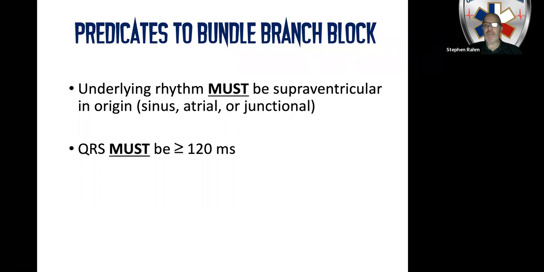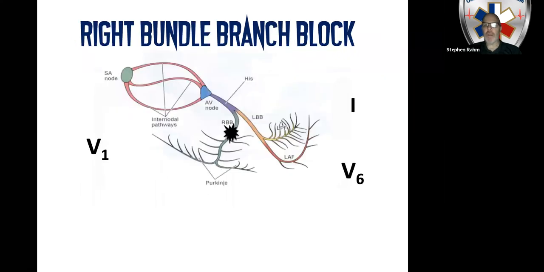So in that case, your computer interpretive statement can say a myriad of different things, anywhere from incomplete bundle branch block to non-specific intraventricular conduction delay to a whole bunch of different things. So before we can even look at a bundle branch block, we have to make sure that the rhythm meets these two basic underlying criteria.